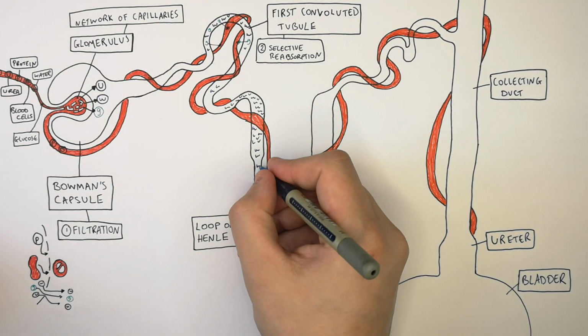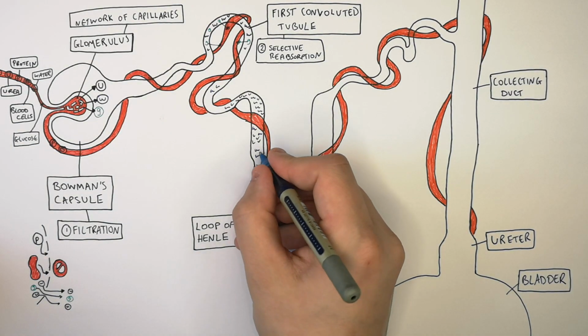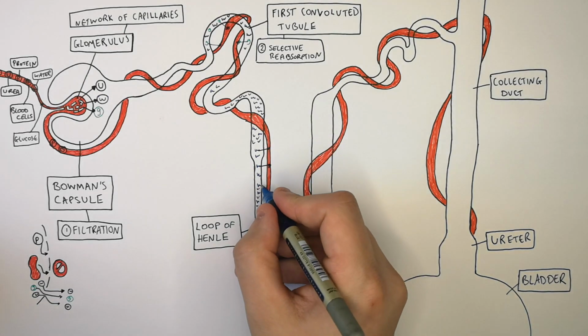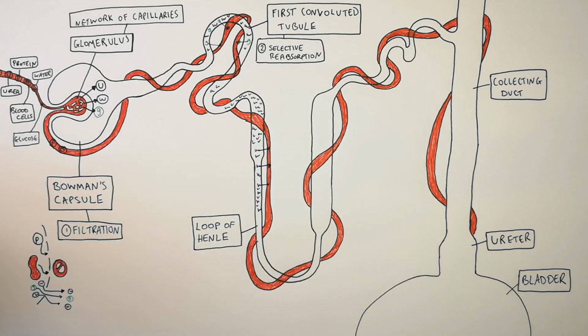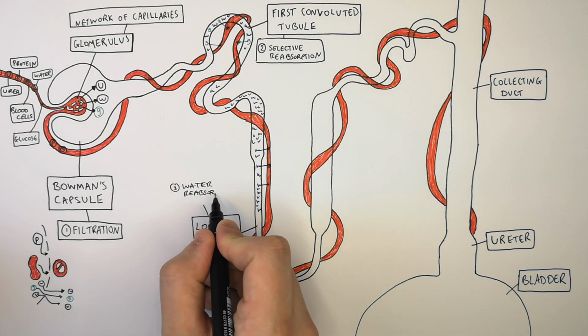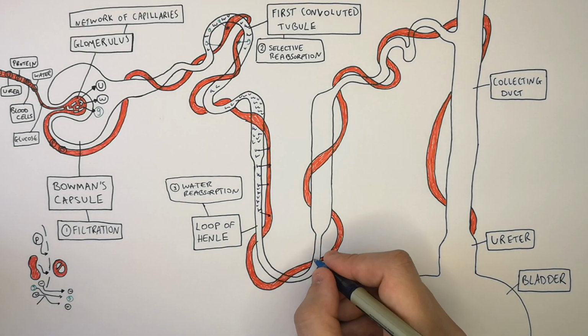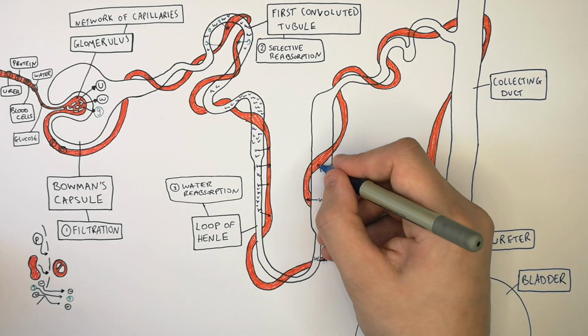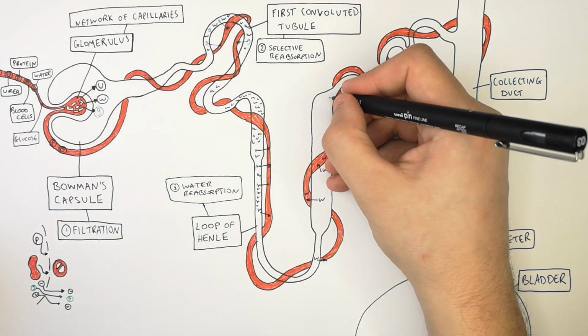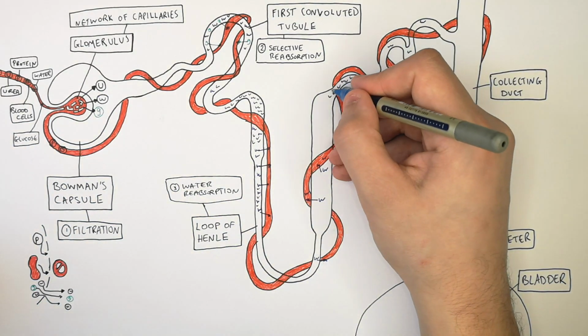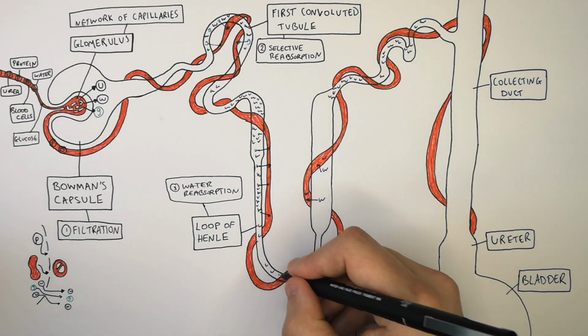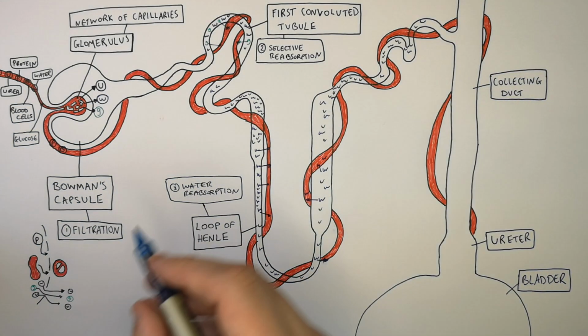Water is now reabsorbed back into the blood from the loop of Henle inside the nephron. So it is in this part of the kidney, in the loop of Henle, where water is reabsorbed back into the blood. So remember, it's inside the loop of Henle where water is reabsorbed back into the blood. Not all the water is reabsorbed back into the blood from the loop of Henle. A lot of the water is going to enter the collecting duct.